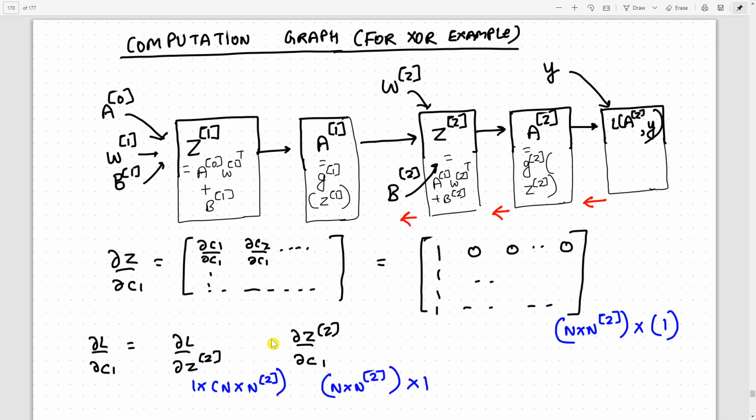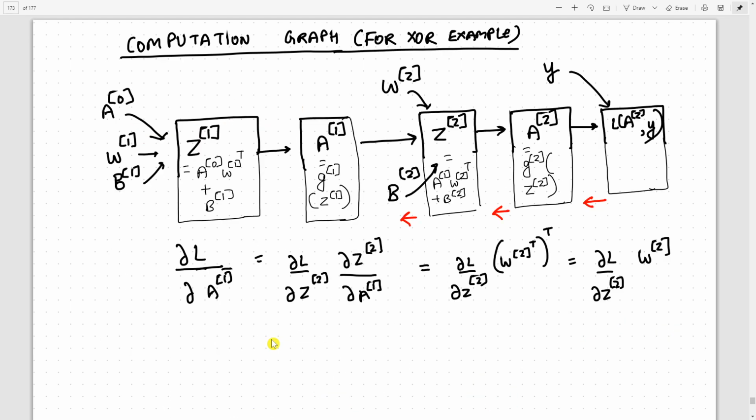So if we finally write del L by del A1, that will turn out to be del L by del Z2 times beta transpose. So beta was W2 transpose the whole, and we take a transpose of that. So del L by del A1 is evaluated as del L by del Z2 times capital W2, right?